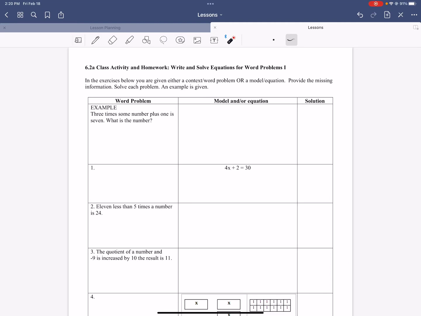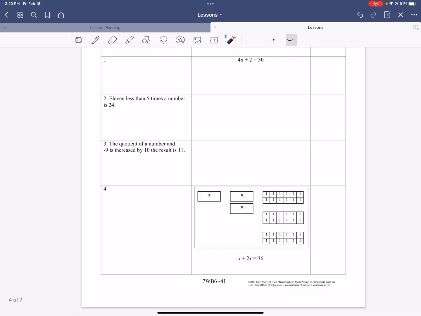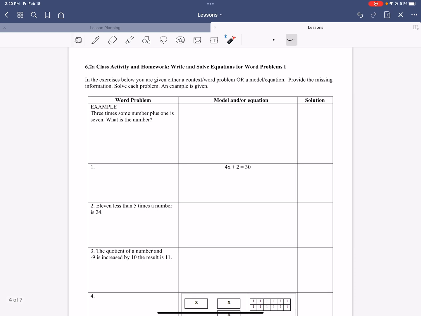This is just us extending what we did previously, and we are going to be translating from English language to math language, or back from math language to English language. So we're going to translate these equations, we're going to solve them, and they're going to help us get ready to solve some story problems in real world context.